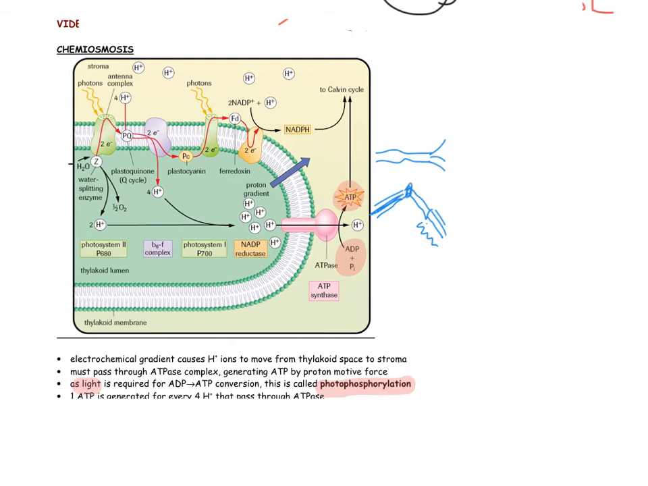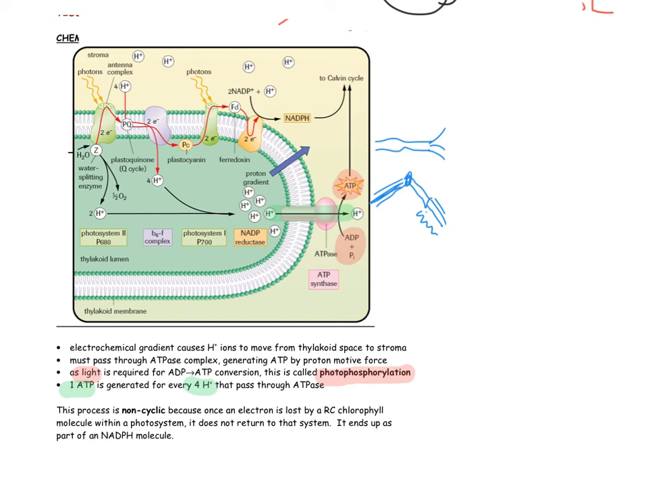Okay, now you should know the ratio of ATP to H+. We saw in cellular respiration that depending on whether we were talking about FAD or NADH or NAD+, the number of hydrogens would differ. So you need to know here that in photosynthesis, we're going to make 1 ATP for every 4 H+ as they pass through ATPase.